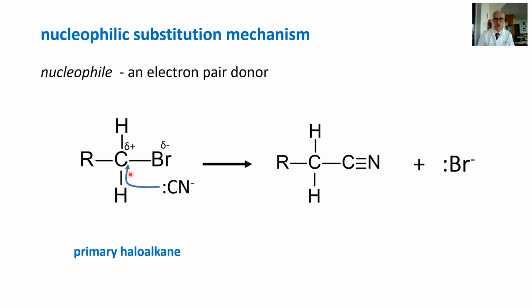attacking the electron deficient carbon, the delta plus carbon, and that causes a movement of electrons from the carbon-bromine bond, which is already polarized, onto the bromine. So the pair of electrons that are in this bond appear here as a lone pair. The lone pair here appears in the final product as the carbon-carbon bond that has been formed.